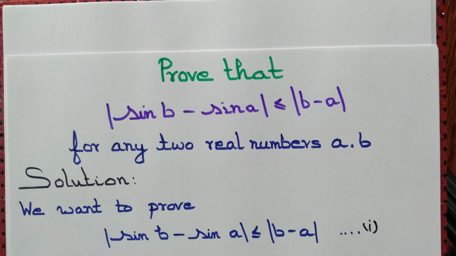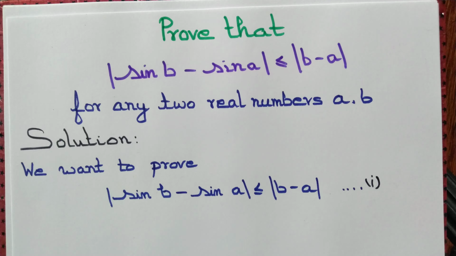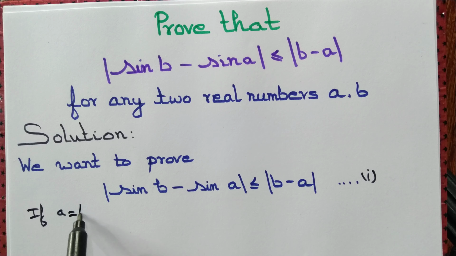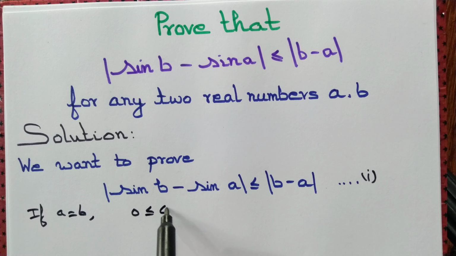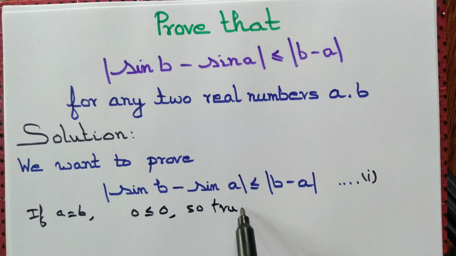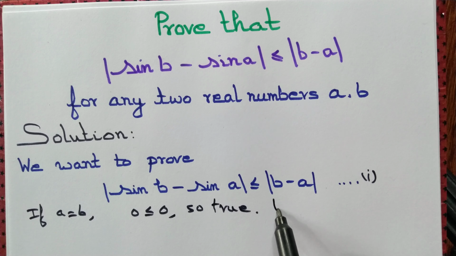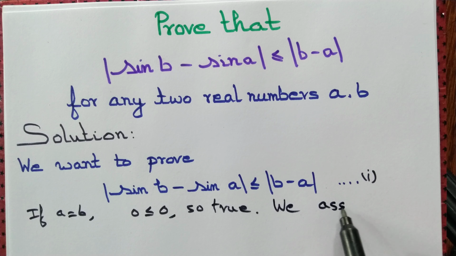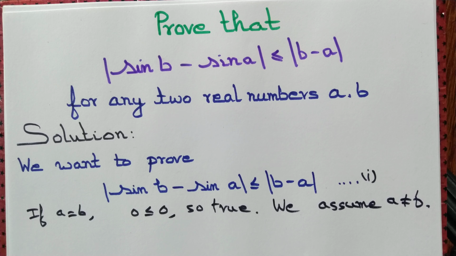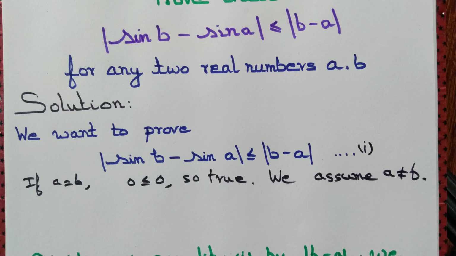Observe that if a equal to b, then the inequality is obviously true. If a equal to b, 0 is less than or equal to 0, so true. We assume a is not equal to b. If a is not equal to b, then either a is less than b or a is greater than b.